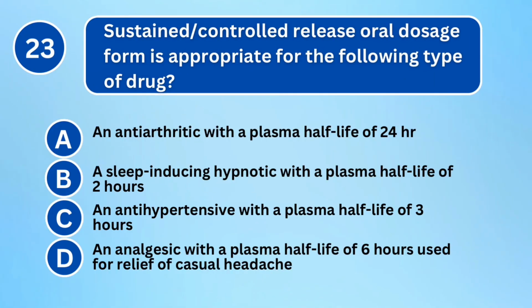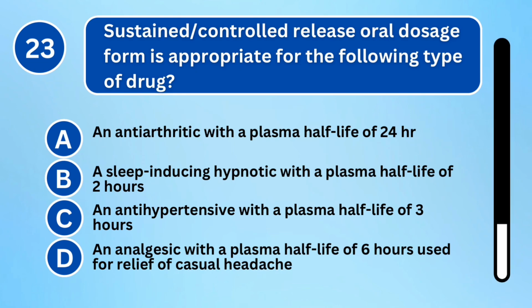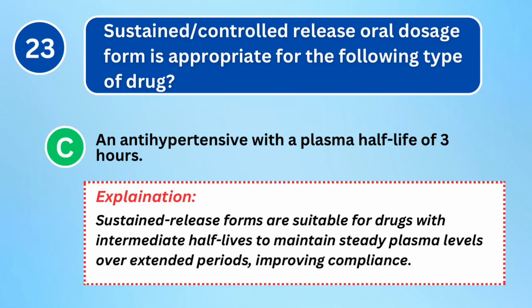Sustained/controlled release oral dosage form is appropriate for the following type of drug: A. An anti-arthritic with a plasma half-life of 24 hours. B. A sleep-inducing hypnotic with a plasma half-life of 2 hours. C. An antihypertensive with a plasma half-life of 3 hours. D. An analgesic with a plasma half-life of 6 hours used for relief of casual headache. Correct answer, C. An antihypertensive with a plasma half-life of 3 hours.